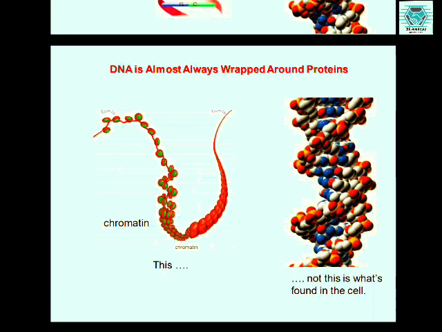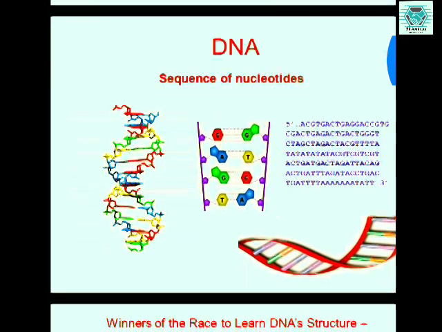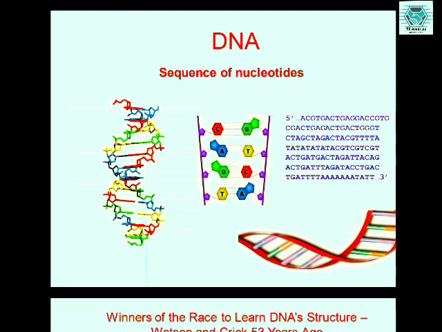Now I will show you the sequence of nucleotides present in the DNA. The different colors are shown, one end is 5 prime and the other end is 3 prime. C is red in color, that is cytosine, G is green, that is guanine, A is bluish, that is adenine, and T is yellow, that is thymine. In DNA the thymine is present, but in case of RNA the thymine is replaced by uracil.